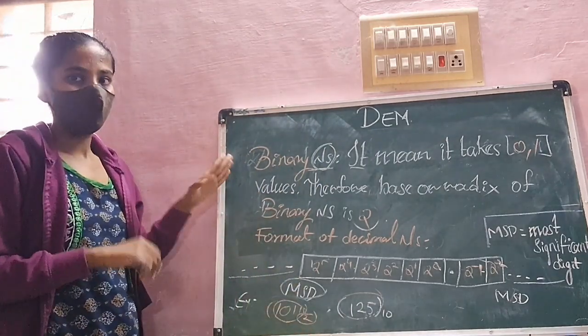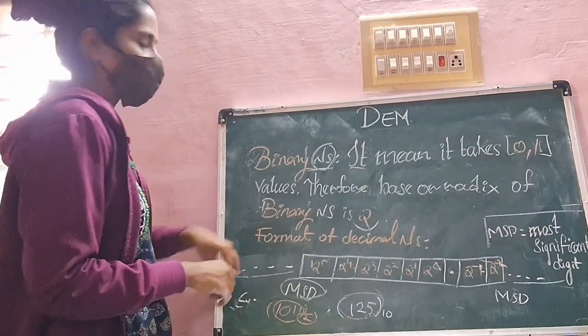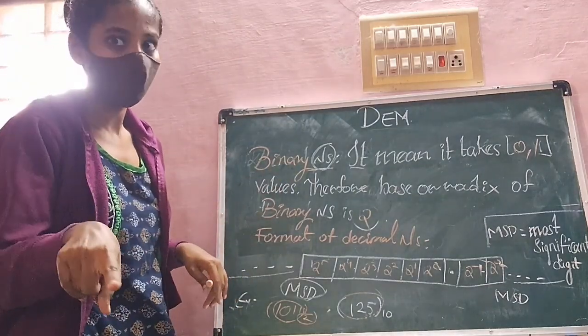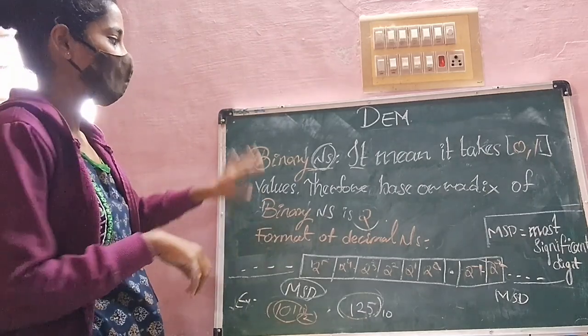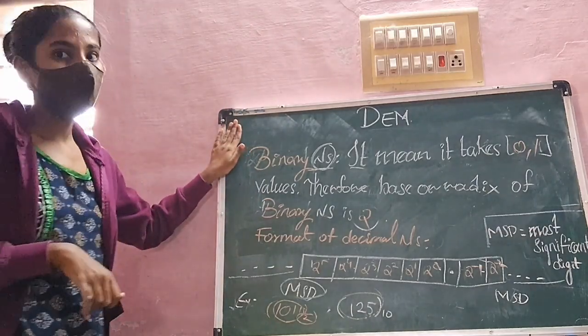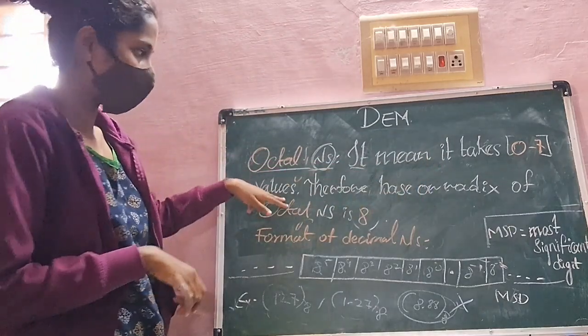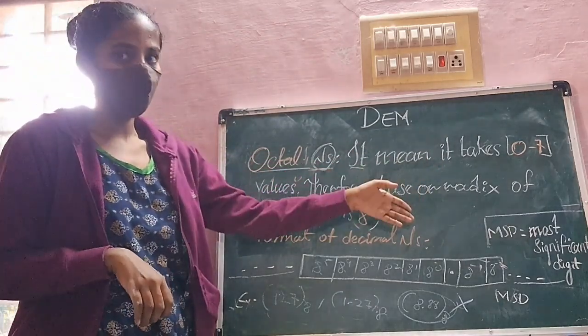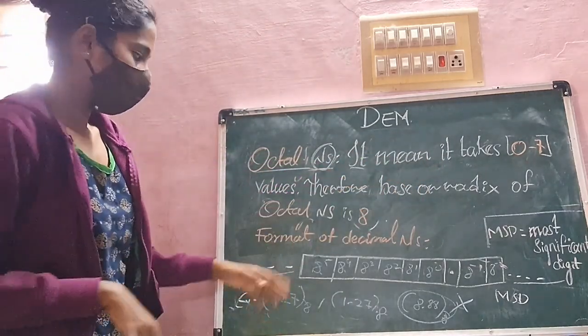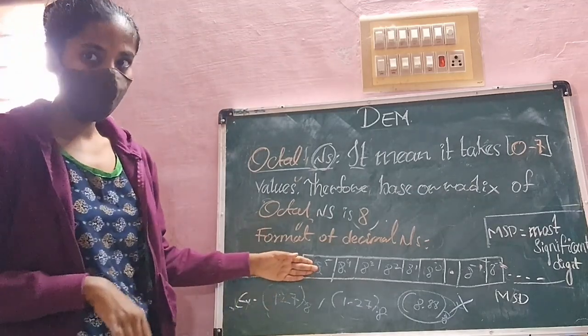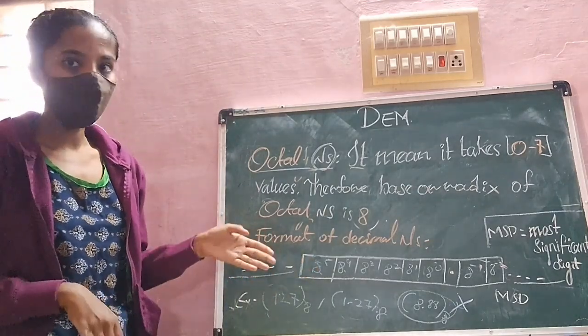This is about binary. Let me talk about octal. Octal is also the same. Let me discuss hexadecimal, which is different. Okay. Note down this. I'll say about octal. It means it takes 0 to 7 values. Therefore, the base or radix of octal is 8. Now this is the same as decimal and binary.